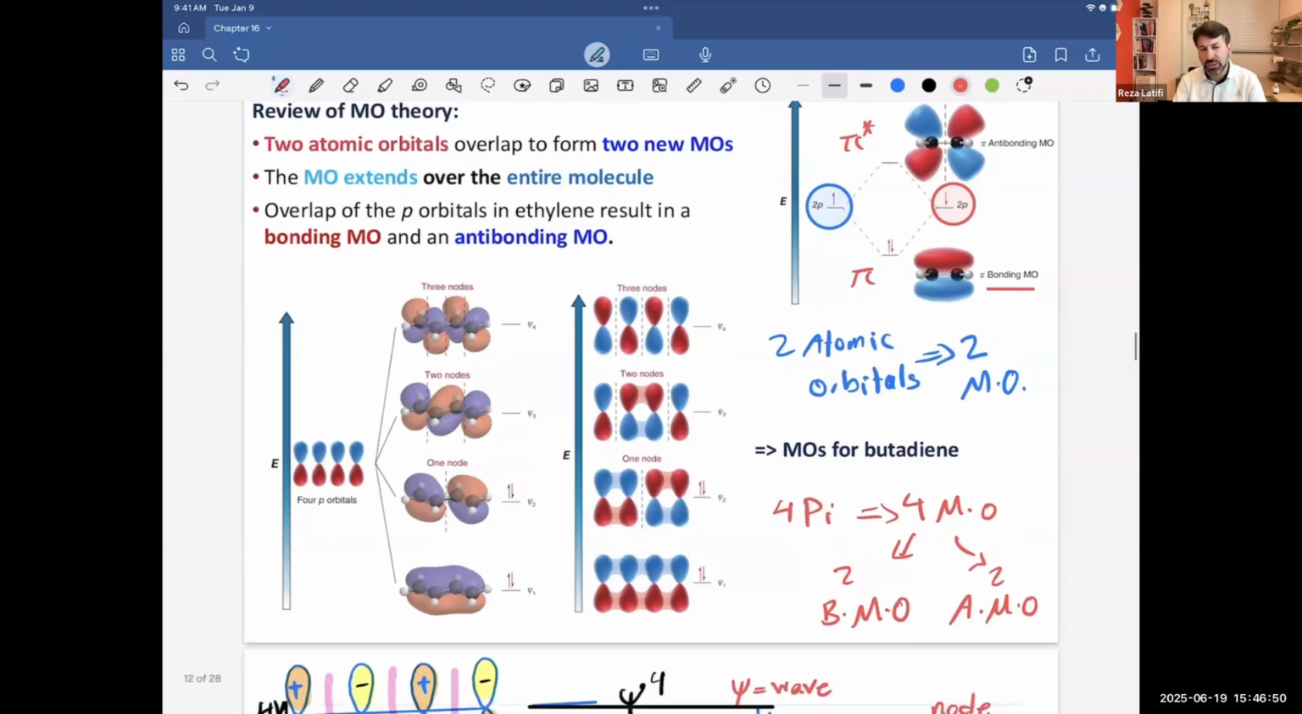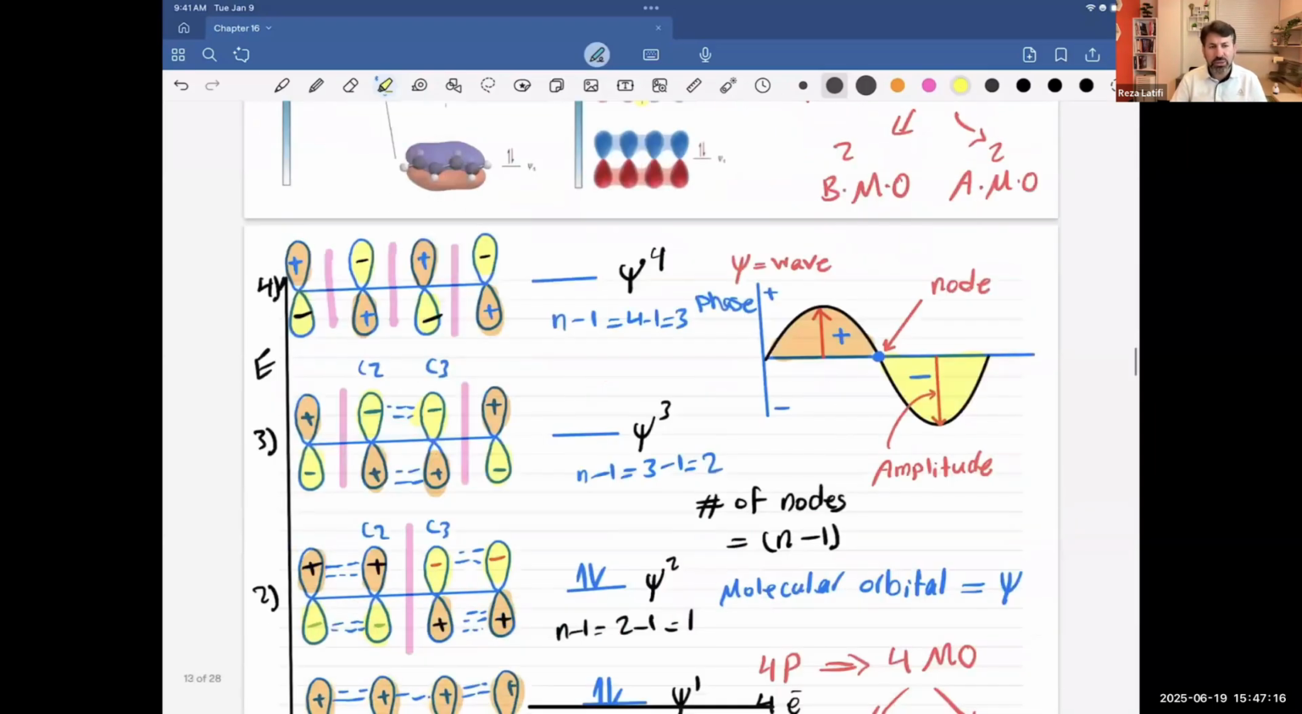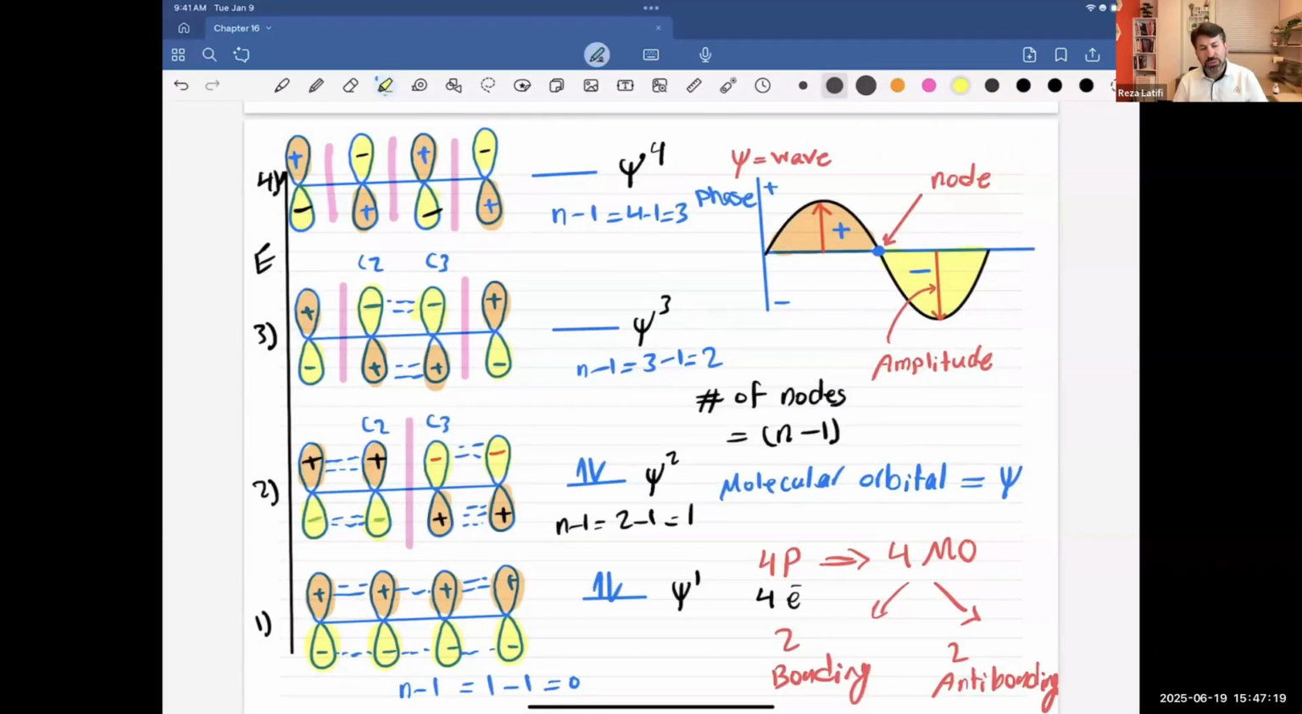I showed you how to get these orbitals, and I mentioned as we go up, as we increase level of energy or n, we will get more nodes, and that node is going to make the structure less stable. And in this case, the highest occupied orbital is number 2, which has a node between carbon number 2 and carbon number 3. And here is the full diagram, four orbitals of the 1,3 diene.